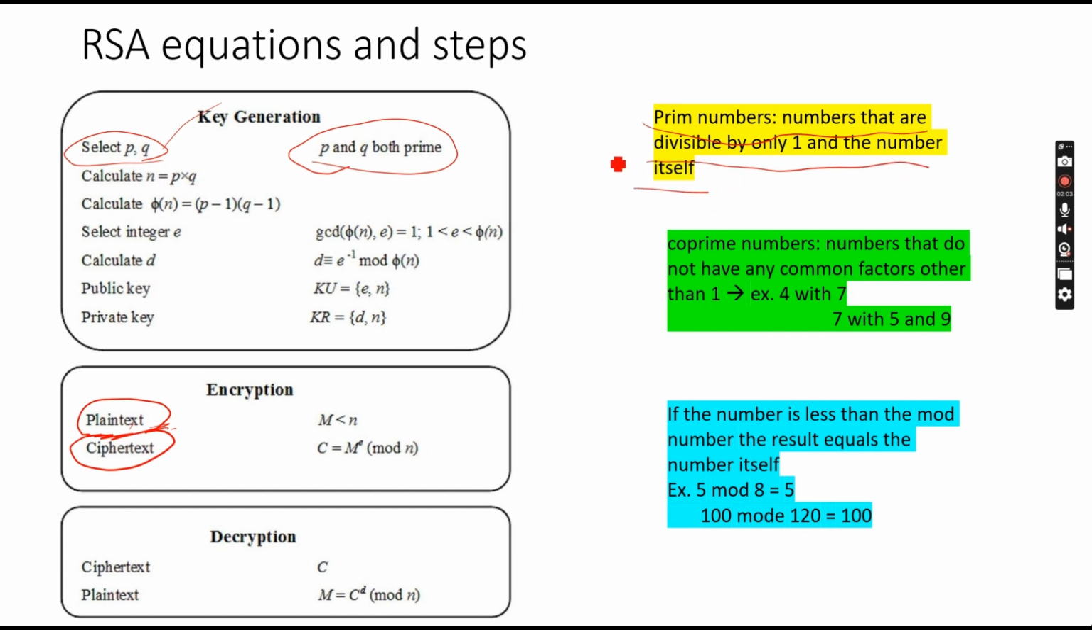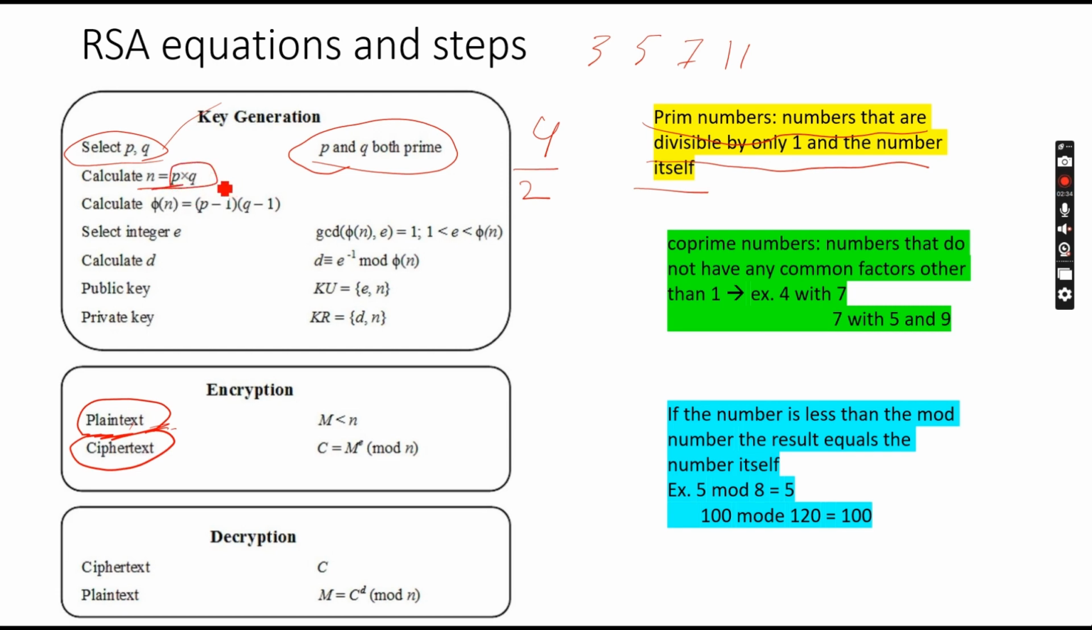So for example, P and Q could be 3, 7, 5, 11. So all those numbers are prime numbers. But for example, 4 is not a prime number because I can divide 4 by 2, correct? So it could be again 3, 5, 7, and so on. Maybe 11.